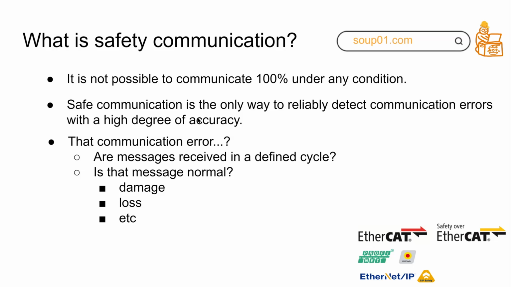So, what is a communication error? It can be in many different ways. For example, whether the message you receive arrives in the defined cycle or not, and whether the message is normal or not. How do we define a normal message? It can be damaged or lost, and so on. It is also very important to note that the role of safety communication only goes up to detecting those errors. After the safety communication detects an error, the system integrator, or you, need to define how to switch the machine to the safety status.